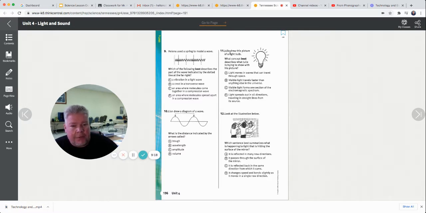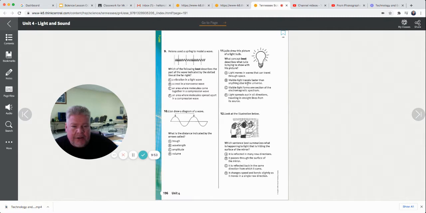Okay. Number 11. Julio drew this picture of a light bulb. What concept best describes what Julio is trying to show with this picture? Well, we see this light bulb. We see these little lines going out in every direction in straight lines. It's because light travels in all directions, doesn't it? Do you think he's trying to show that? Let's read the answers and see which one makes sense. Light moves in waves that can travel through space. That's true, but does this picture show that? No.